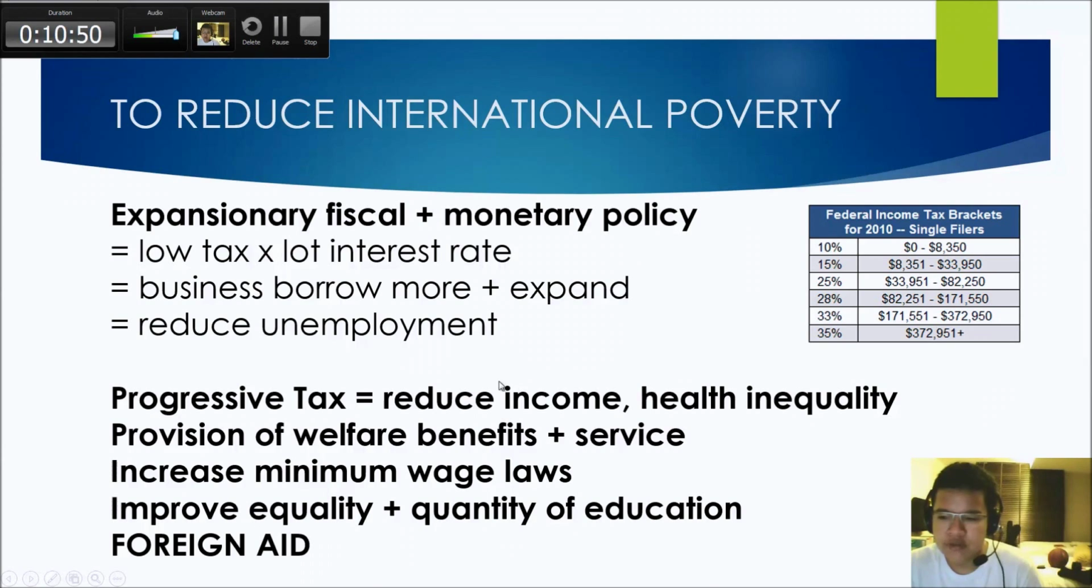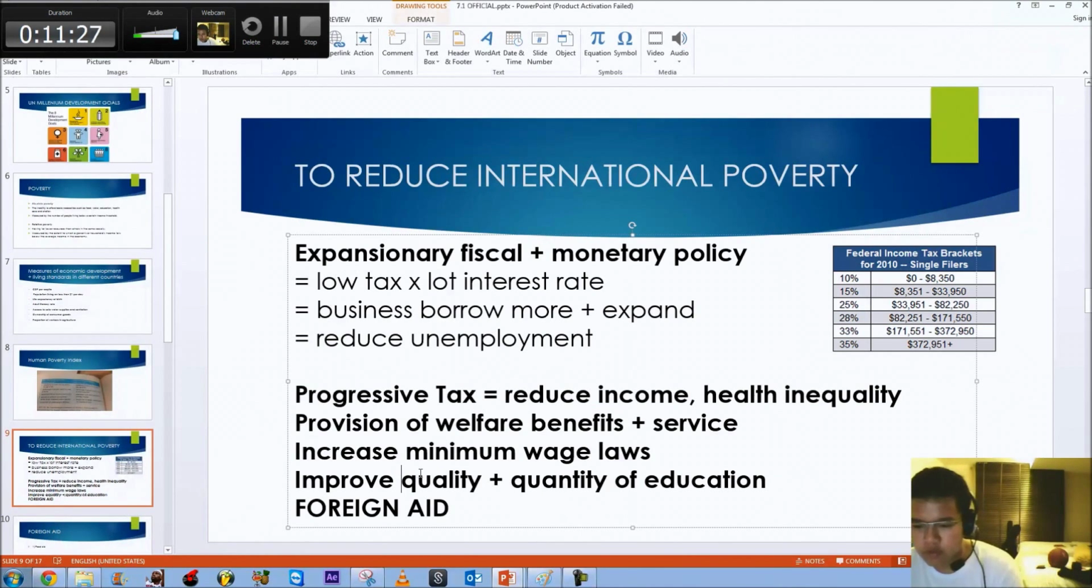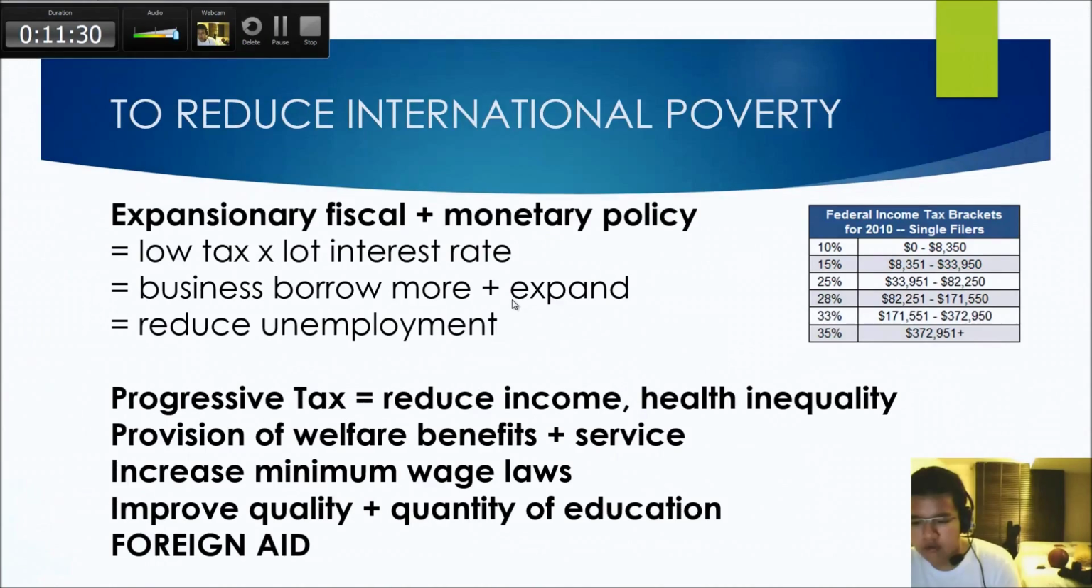Second of all could be progressive tax. For example, in this case right here, we have learned this in chapter 5, where there will be reduced income and health inequality, so there's a redistribution of income and health. Third of all could be the provision of welfare benefits and services. This could reduce international poverty, as well as increase minimum wage laws. They could also improve quality and quantity of education.